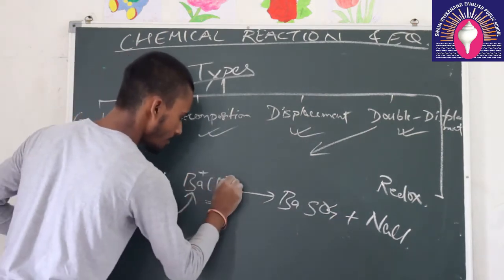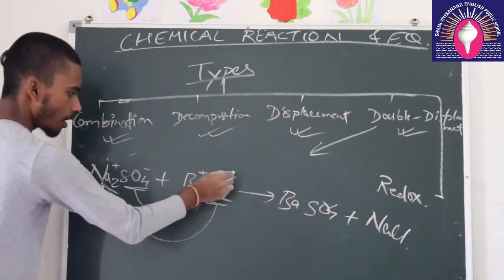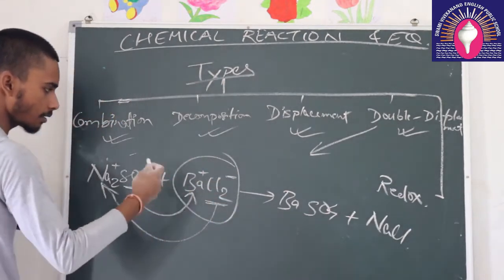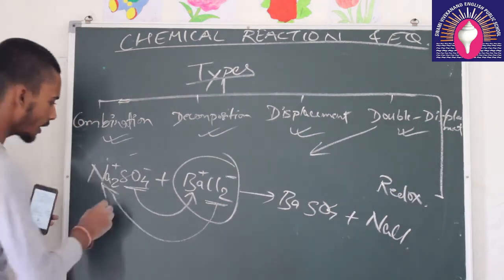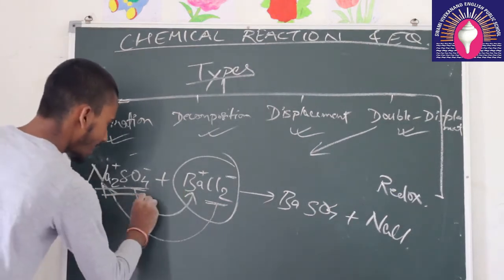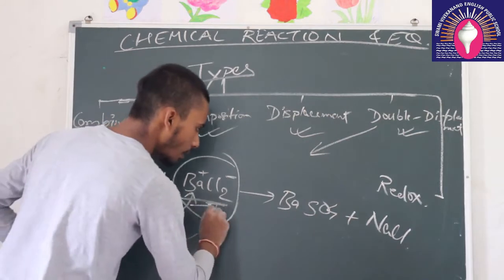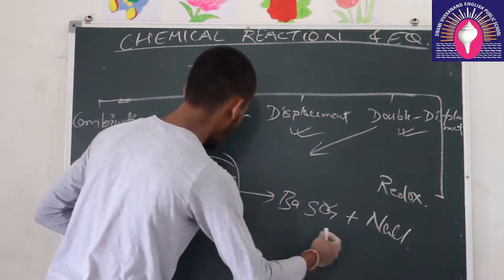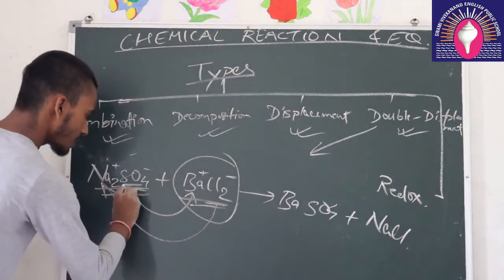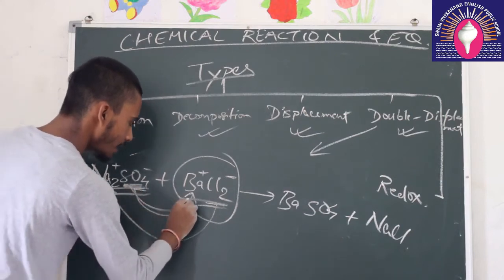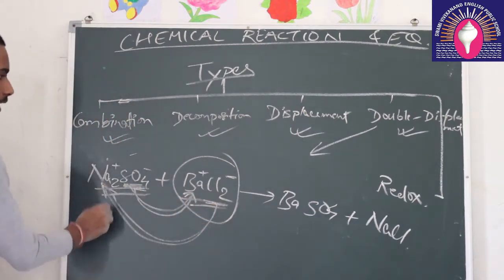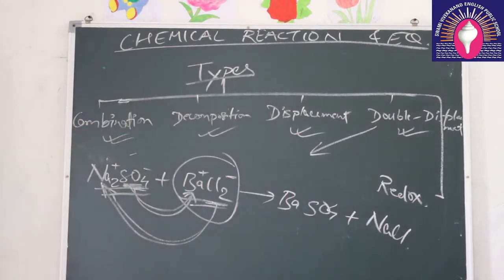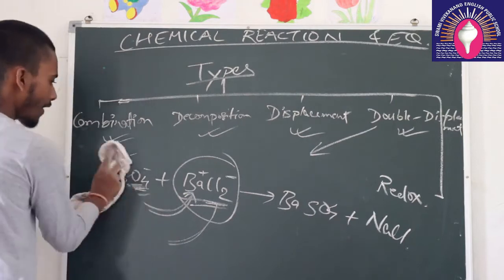This is positive, this is negative. You have studied about the ions in any compound in class 9 chemistry. Here we see that sodium sulfate reacts with barium chloride to give barium sulfate and sodium chloride. This sulfate ion reacted with barium and this chloride got mixed with sodium. This was the double displacement reaction in which exchange of ion takes place.